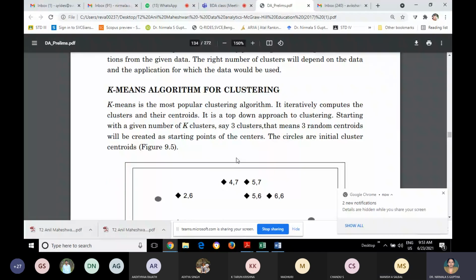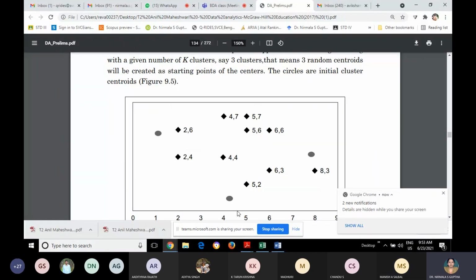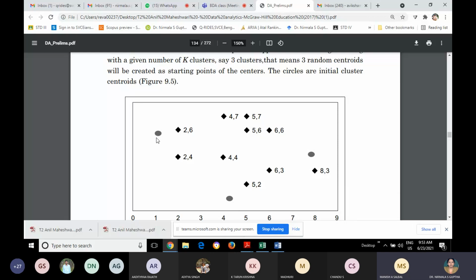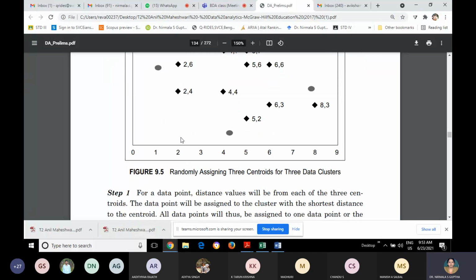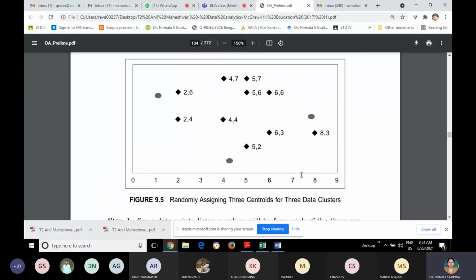So the 3 random centroids are being picked. One is towards the scale 1 randomly, and these things cannot be the same for everyone. My perception, my understanding and my random points may be different from another person's, but let us assume that all of us will make the centroids like this. So the 3 circles of gray color, please understand, are the 3 centroids. So randomly assign 3 centroids for the 3 clusters.